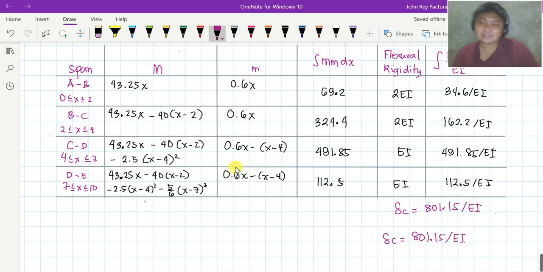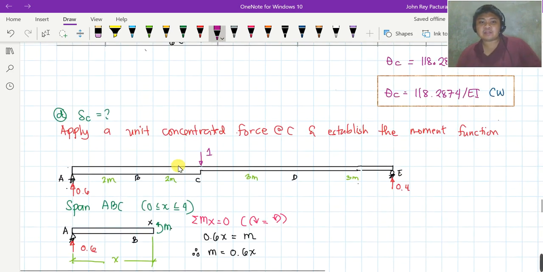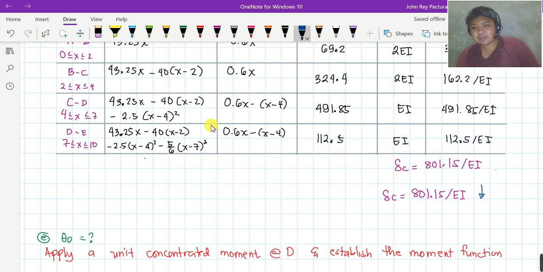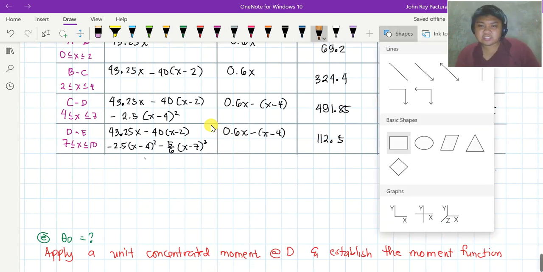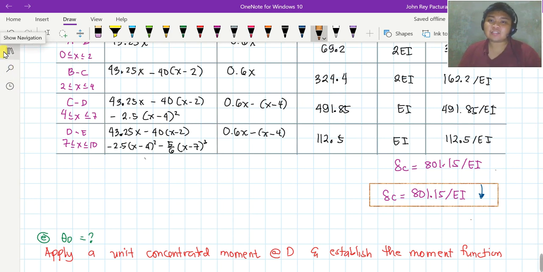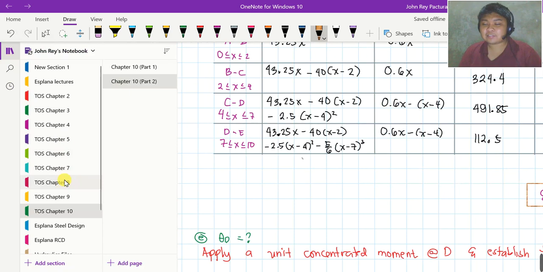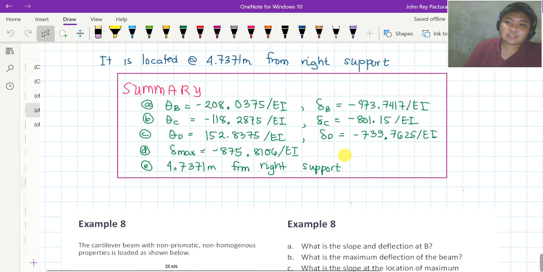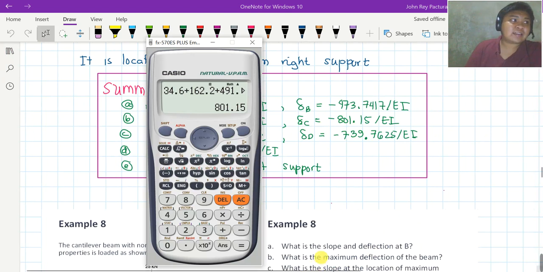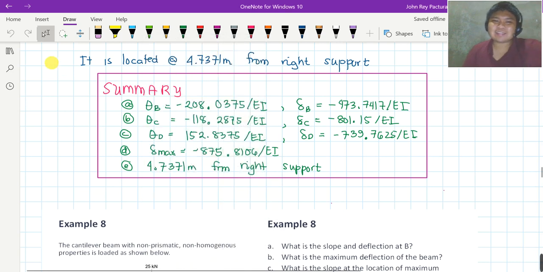over EI. Since positive nga siya class, ang initial assumption ko pala na downward siya ay tama. So ilagay mo na lang yung direction niya as formality. Okay? So kung i-check mo ulit to using the double integration method, dapat ang maging final answer nyo ay negative, kasi nga 'di ba, ang interpretation natin sa DIM ang negative kapag pababa ang deflection, that is a negative value. So check natin siya. Ito siya class, the deflection at C is negative 801.15 over EI. And yes, tama yung nakuha natin class. So congratulations to us, nakaapat na tayong tama.